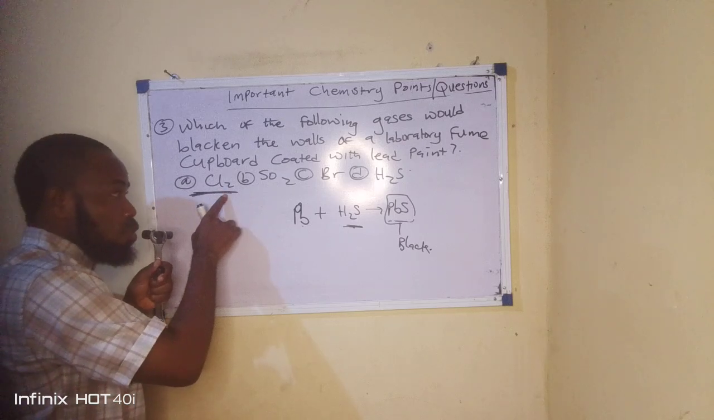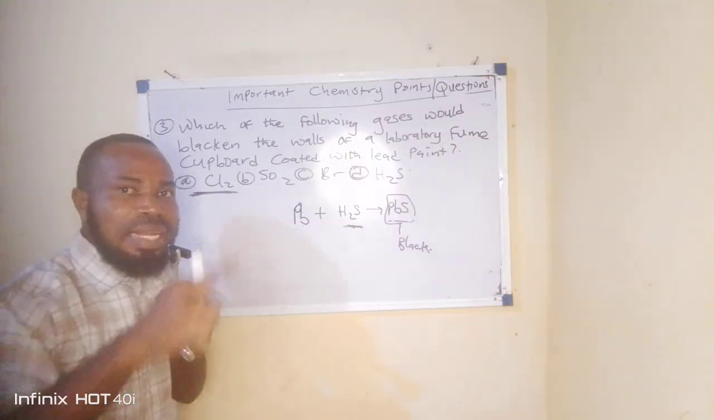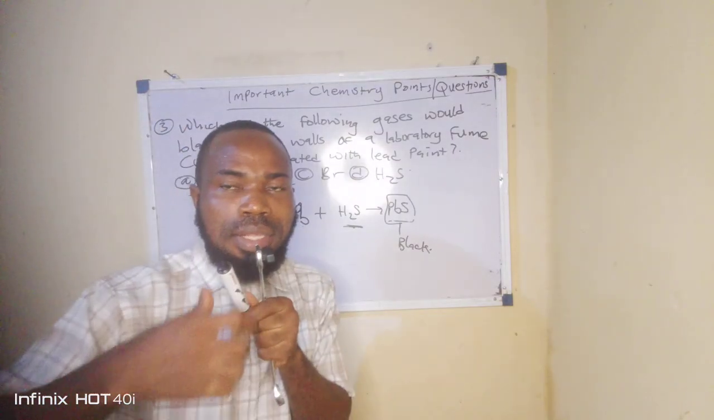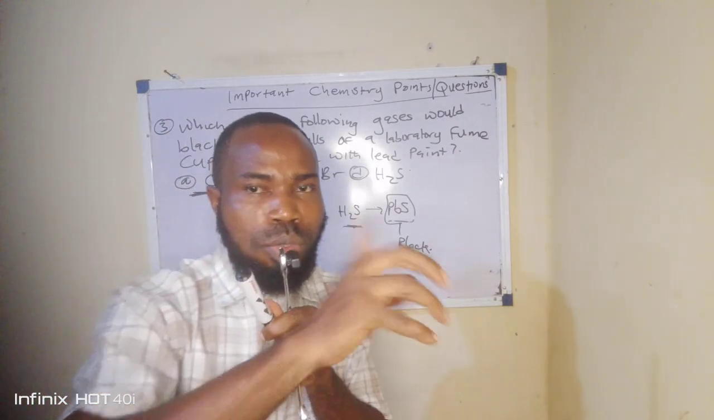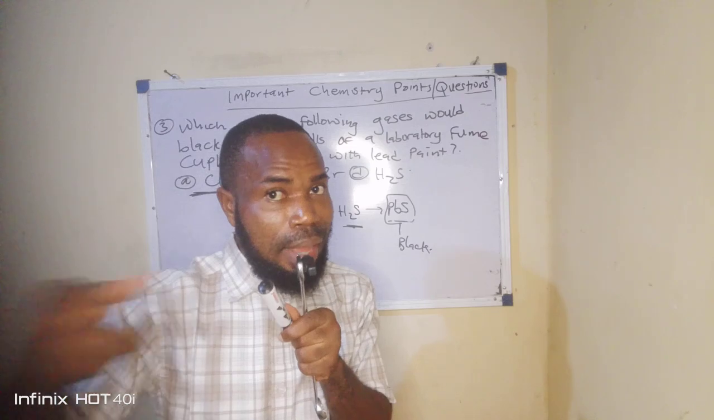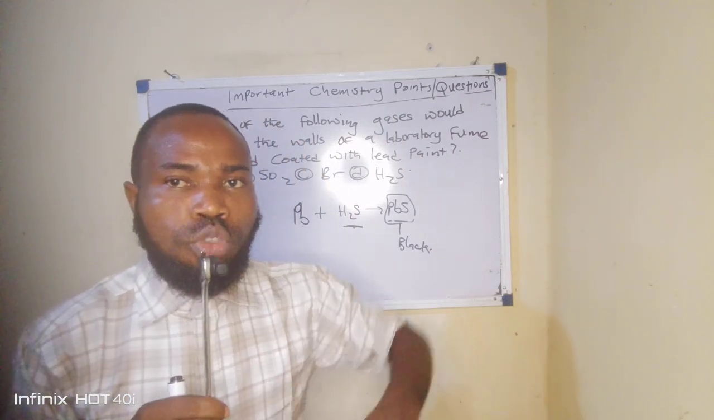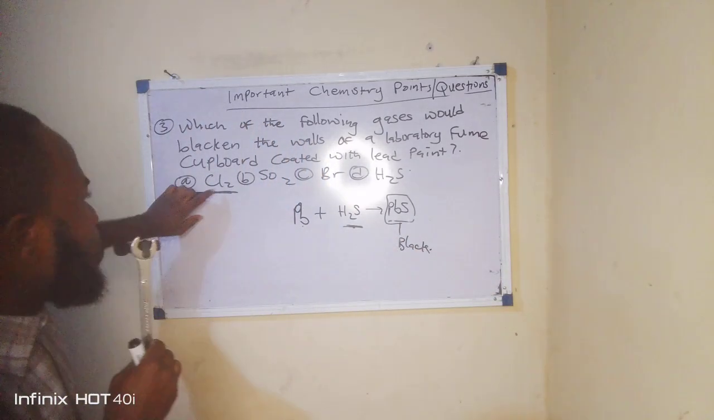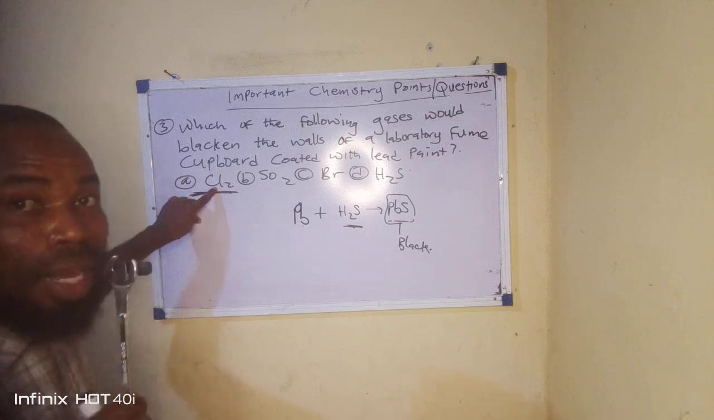Excess chlorine is poisonous. Chlorine is heavier than air. That is why chlorine is collected by downward delivery. Remember the question that we looked at just now in question number 2, we said that ammonia is less dense than air, therefore it is collected by what? Upward delivery. But because chlorine is denser than air, it is collected by downward delivery.